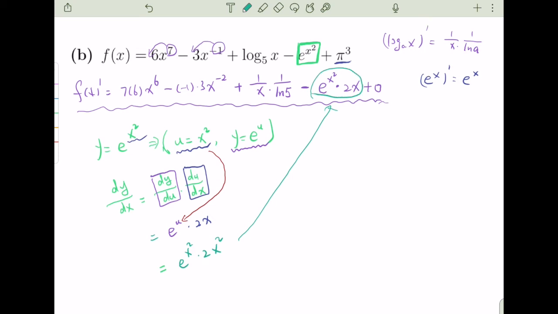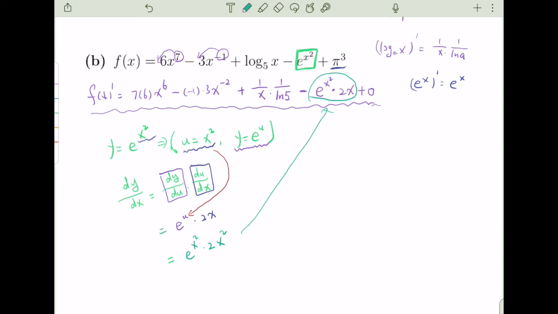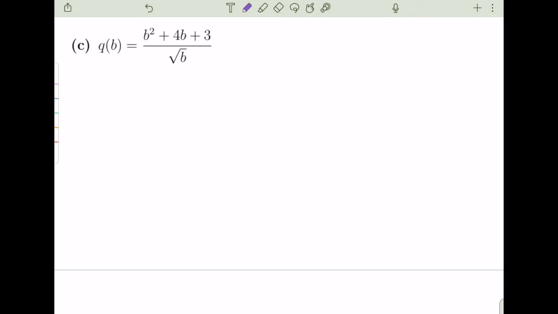Okay, so that's the explanation of using the chain rule, in case you forgot. And that is our question B. Now let's take a look at this question C. It's a fraction. You can apply the quotient rule, but applying the quotient rule will be very complicated. So instead of doing that, we go the other way. That is, we simplify the function first.